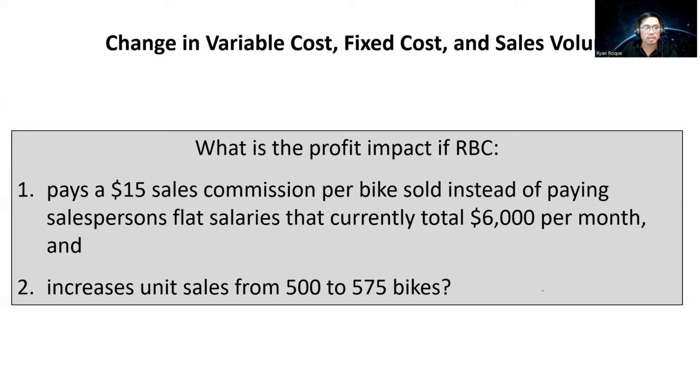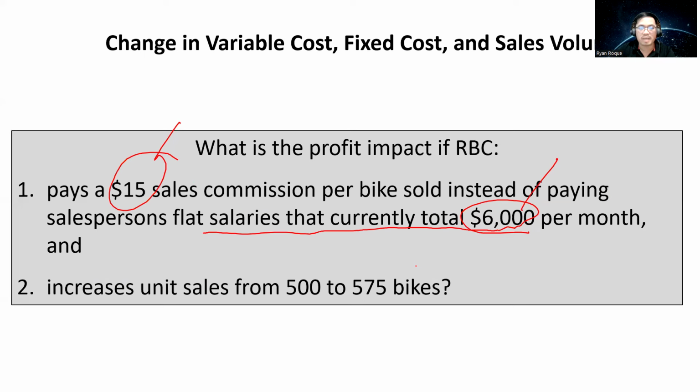For number one, we pay a $15 sales commission per bike sold instead of paying salespersons flat salaries that currently total 6,000 per month. If you look at this, we are replacing the fixed cost with a variable cost. So what would normally be the effect if you do that? Remember, if you impose a flat commission on the employees, once they are able to reach their quota, they will already receive the incentive.